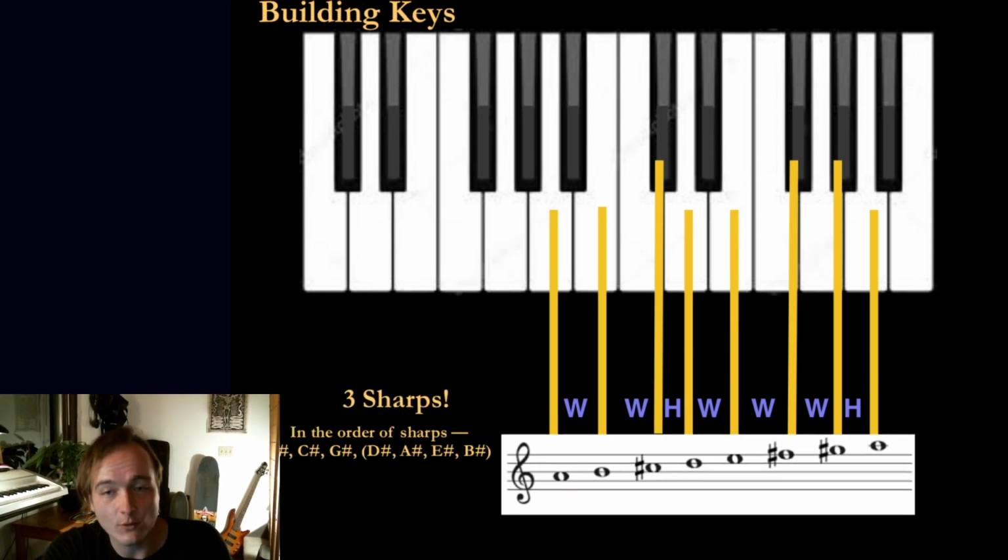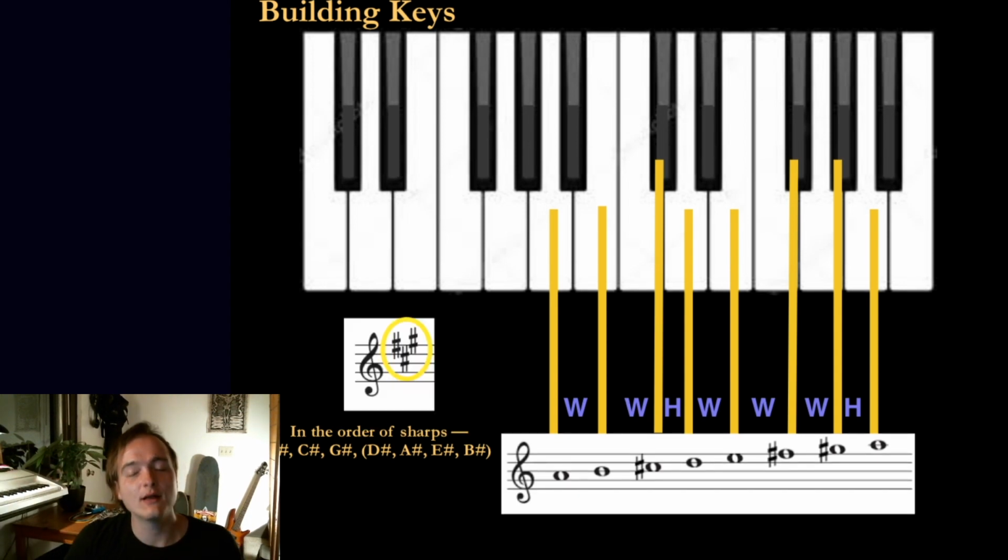If we place this in the order of sharps, first F sharp, which got cut off, my bad, F sharp, C sharp, and G sharp, and we place that in the correct order, then we get the key signature for A major: F sharp, C sharp, and G sharp. A major, 3 sharps, there's your key signature.